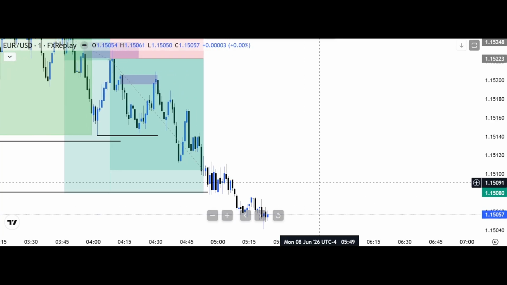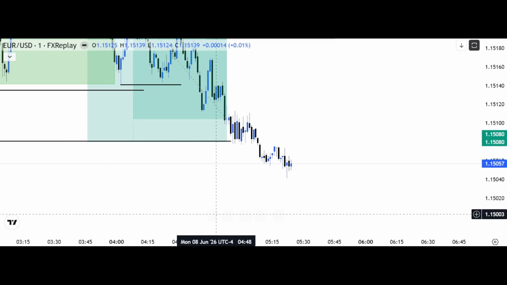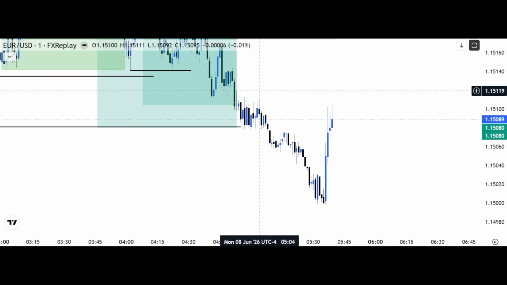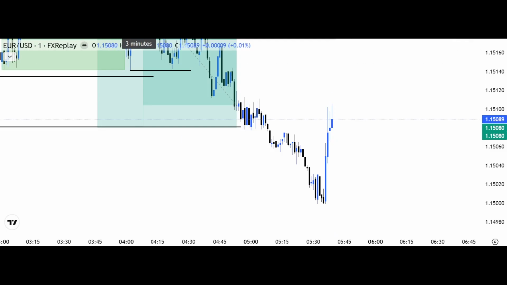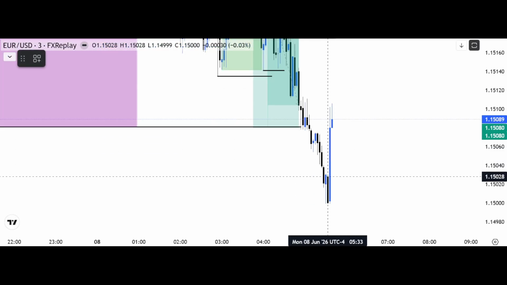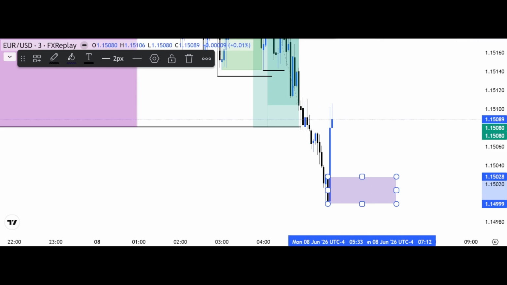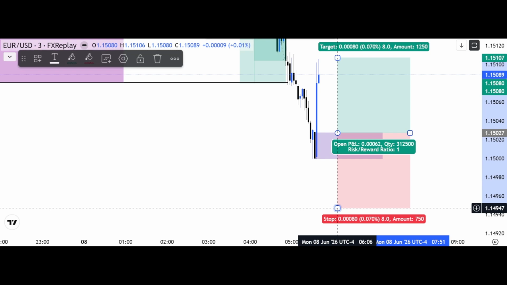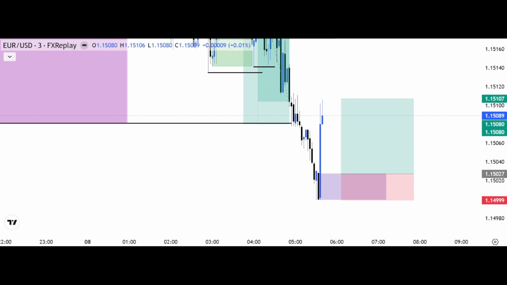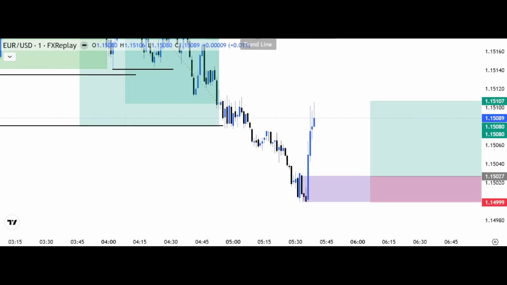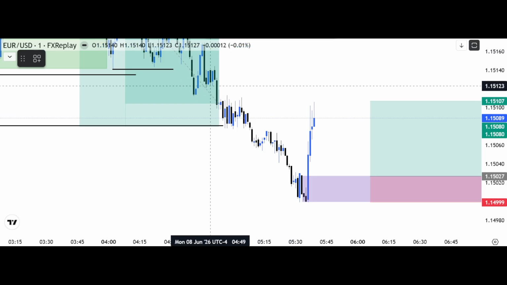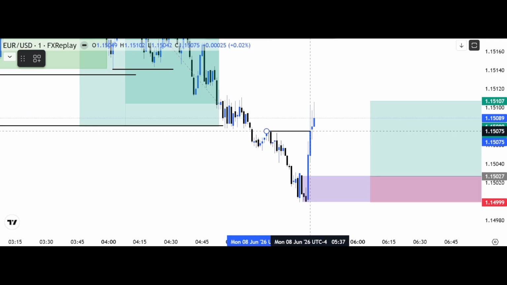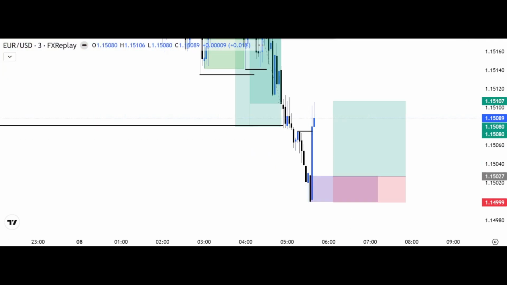Still going down. We need a change of character somewhere around here. Now you see clear change of character. Let's go to 3 minutes because point of interest was too small. If you want to know where the break of structure was, you can see we have lower low, lower high, lower low, and lower high again. So the break of structure happened here. Let's go back to 3 minutes.